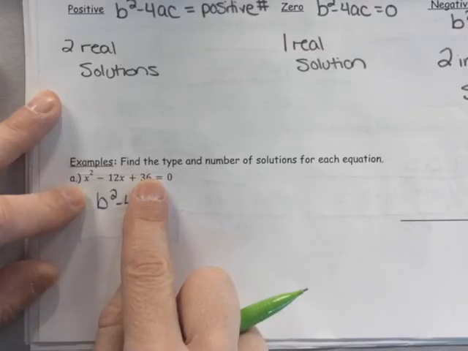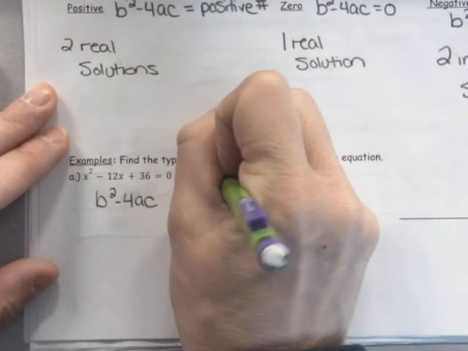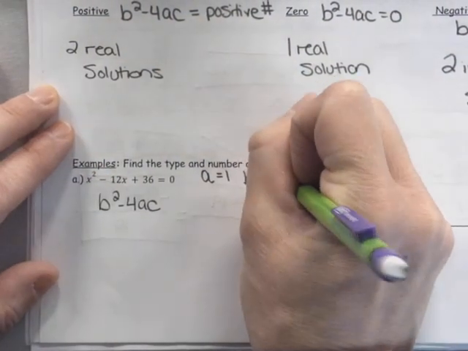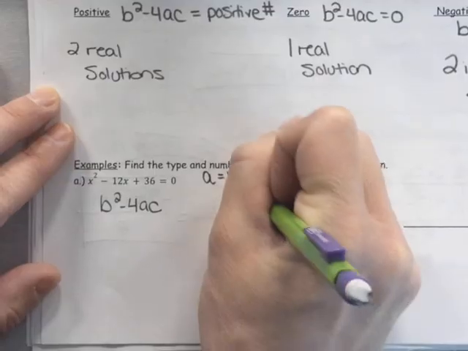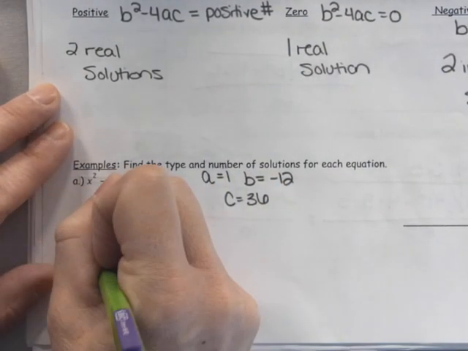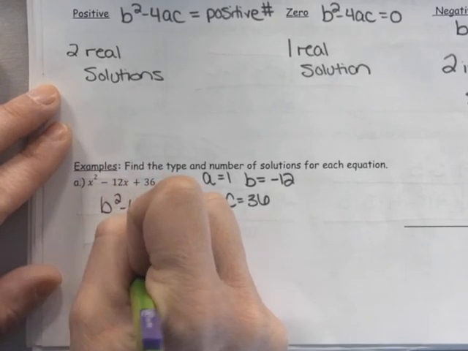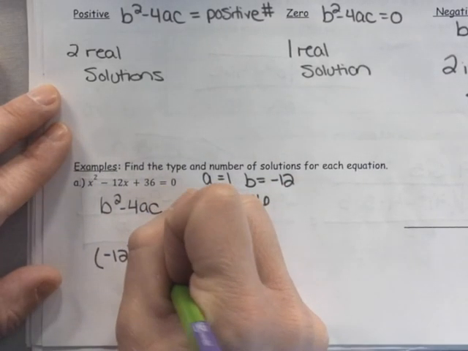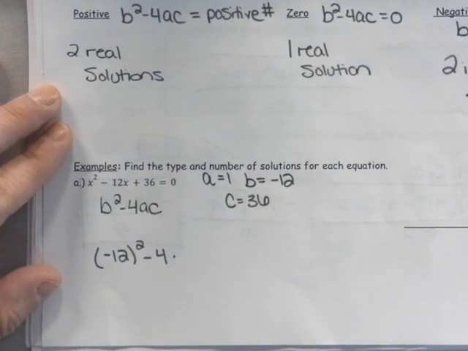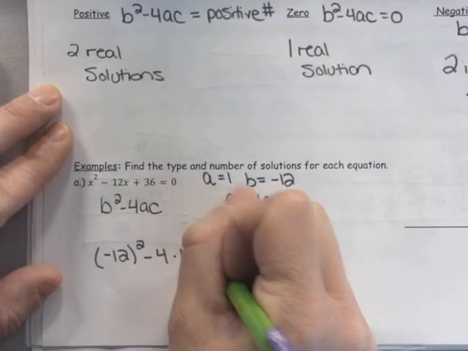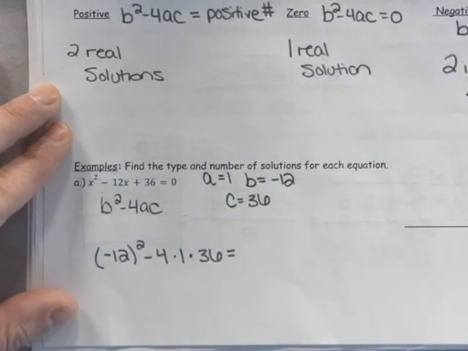All right, for this problem right here, what's my a value? 1. What's my b value? Careful. Negative 12. What's my c value? 36. Okay, so we're going to take all those things and plug them in. Remember, when you square something, it has to get plugged in a parenthesis house. Otherwise, you're going to get the wrong answer. So here's my b squared, minus 4 times a. What's my a? 1. Times c. What's my c? 36. So this is all you have to do for this problem.